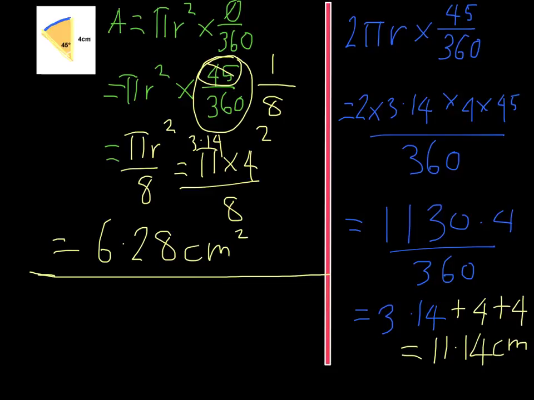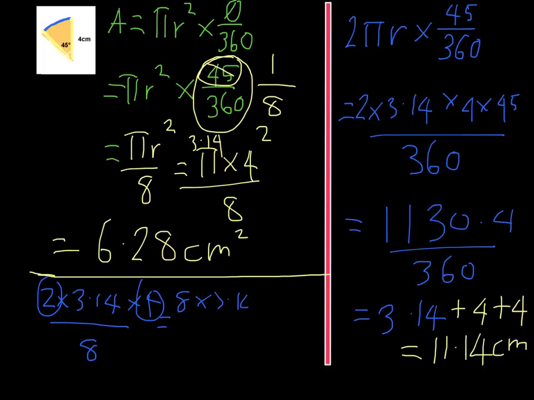If we had used the other method and gone 2 times pi, which is 3.14, times the radius, which is 4, and then just divided that by 8, knowing it was an eighth of a circle, we would end up with 2 times 4 is 8, times 3.14, divided by 8. You can see that 8 divided by 8 gives you 1, so it was 3.14. Then if you add the 4 and add the 4 again, you would have got to the same answer of 11.14 centimeters for the perimeter of this sector of a circle.